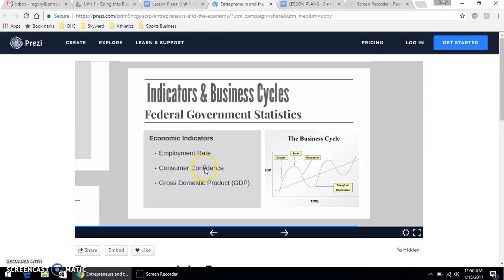Economic indicators of the business cycle include the unemployment rate, which is the amount of people who are not working, and consumer confidence. Do consumers have confidence in particular products? What might be keeping them from being confident in the product? And then finally, the overall economic indicator of an economic system within the United States is the GDP, or the gross domestic product.